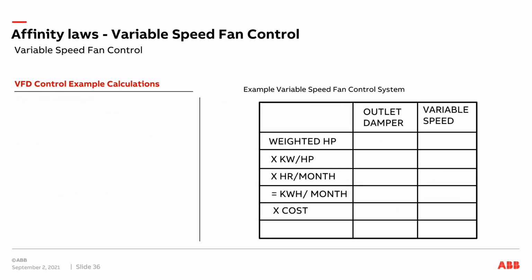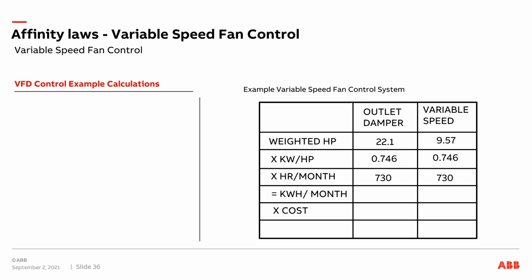All right, let's do simple calculations of the difference in energy consumed between outlet damper control and variable frequency drive control. So the outlet dampers had a total weighted horsepower of 22.1 horsepower, and variable frequency drive control had a total weighted horsepower of 9.57 horsepower. If you want to get the kilowatts, you multiply by 0.746, and you want to look at your full month of how much you can consume.